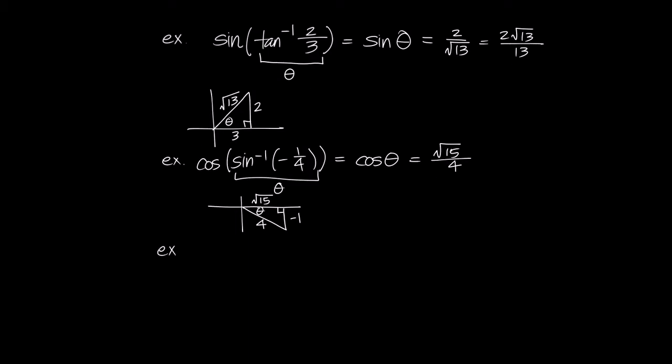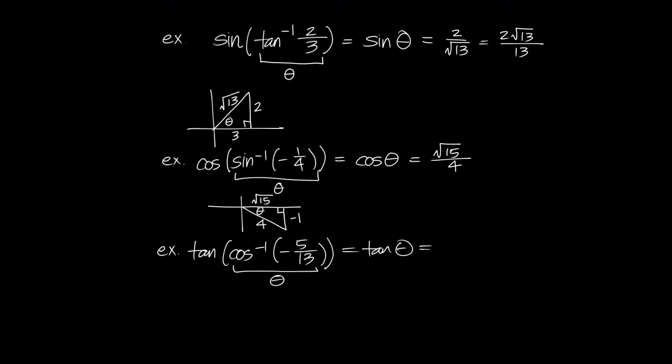Let's look at another example. Let's look at tangent of inverse cosine of negative 5/13. And so we're going to think of this as theta. And so this becomes tangent theta. And so we're going to draw a picture for theta.